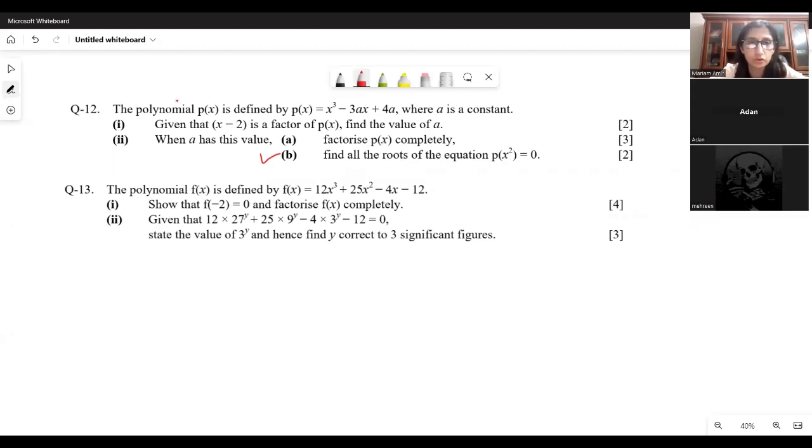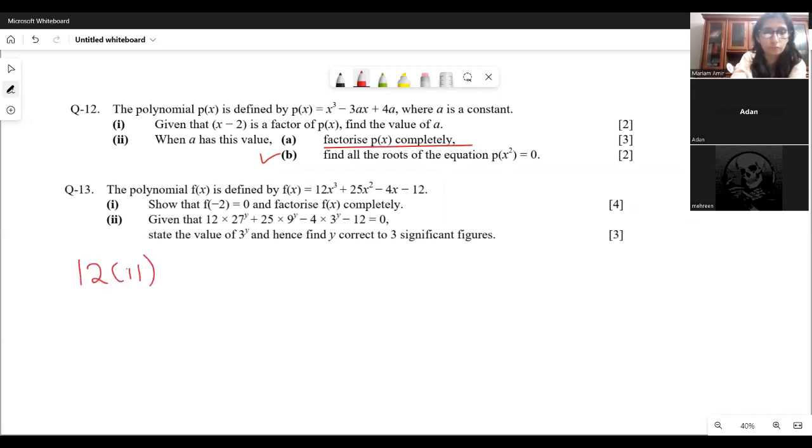Workbook problem discussion, question number 12, part 2, part B. Find all the roots of the equation p(x²) equals 0. You must have completely factorized p(x) in part A, and that came out to be p(x) equals (x minus 2) whole square times (x plus 4). Is this correct?